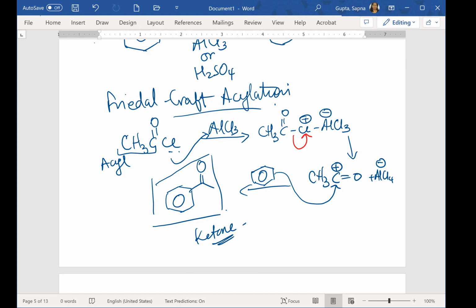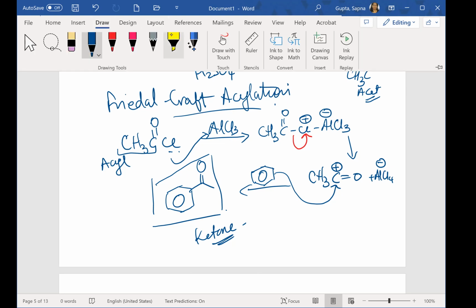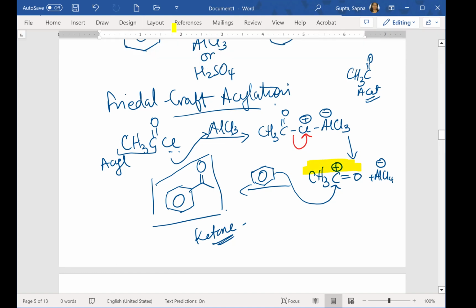That's very specifically acetophenone. The acyl group, if you remember from a long time ago, from mercury acetate, I told you the acyl group was CH3CO. That is the acyl group. So that's why it's called acetophenone. Okay, so in this one, you can see that our electrophile is right here.